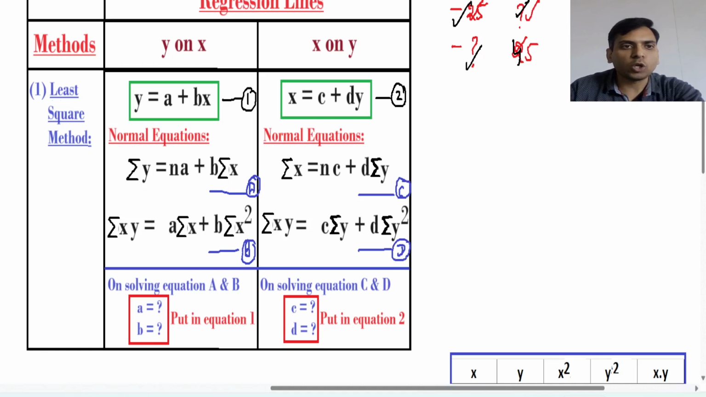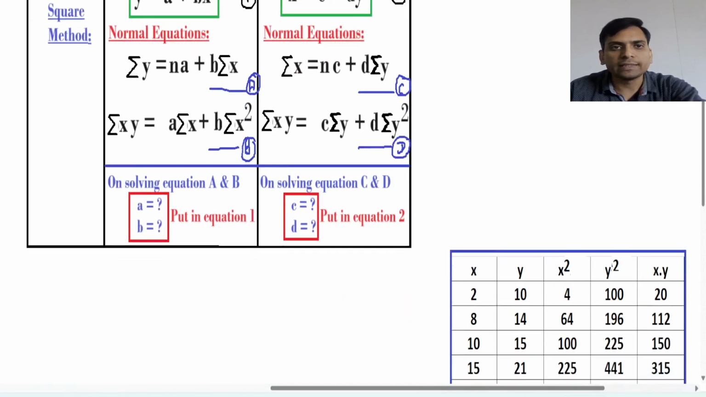Now we need to put all these values of summation y, summation x, summation xy and summation x square in these two equations, then we can find the values of a and b. On getting a and b, we will put these values in equation 1, then you will get the relationship, and we will do the same task for x is equal to c plus dy.